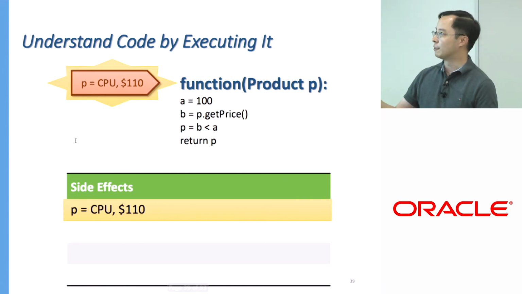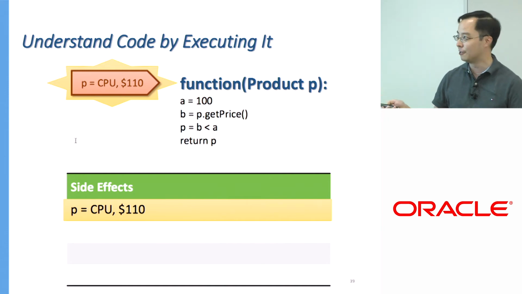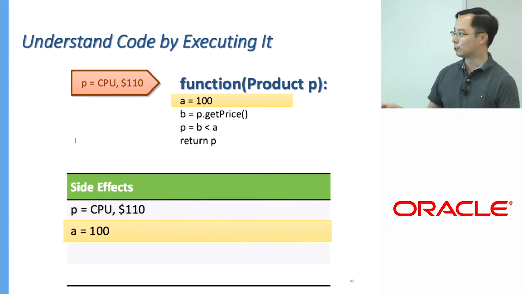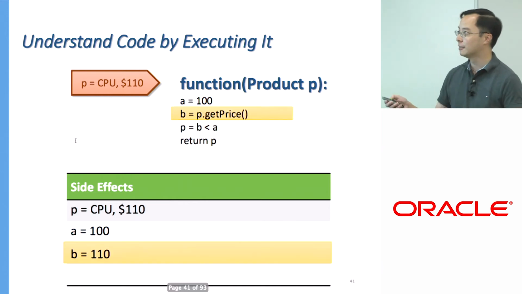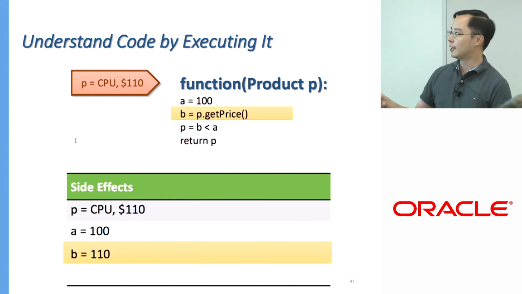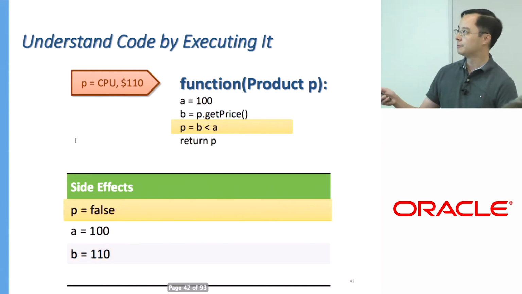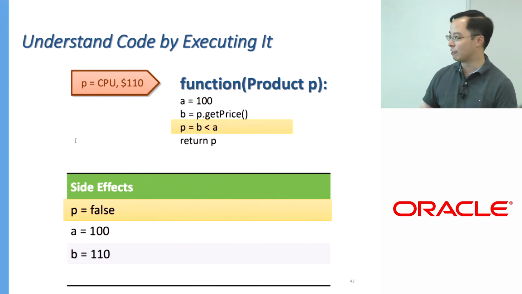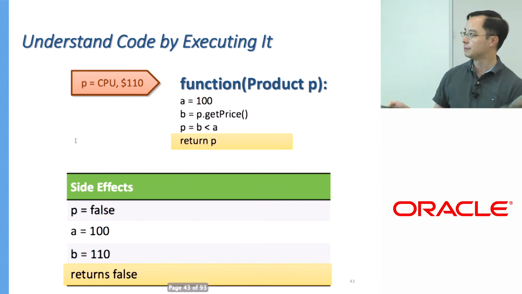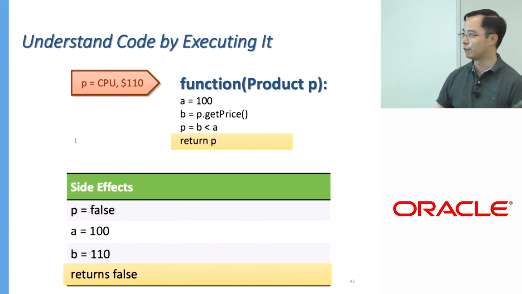If you run it here, the parameter, this argument p, becomes this CPU. The first line, a equals 100, so you set that as something that changes in the program. A is set to 100. When you run the second line, b equals p.getPrice, the price of p is 110, so you stick that in b. P becomes b less than a, so b is actually greater than a, so p becomes false. And then you return p. Since p is false, you return false.